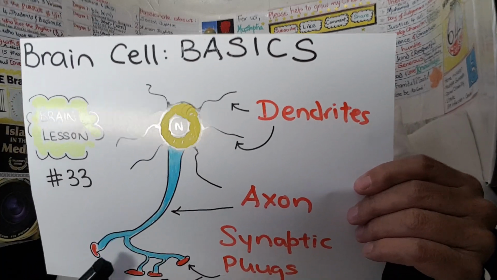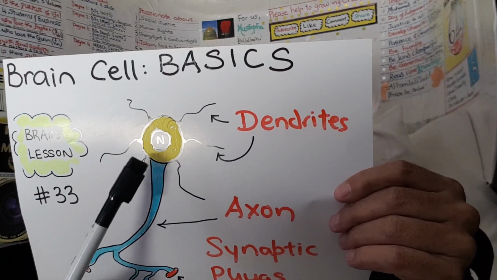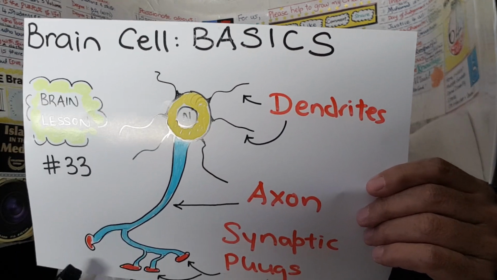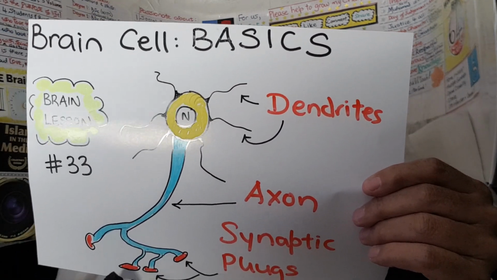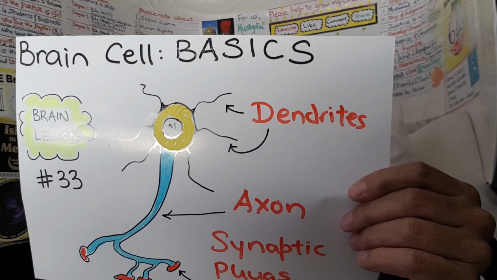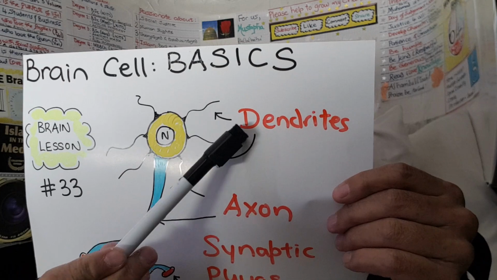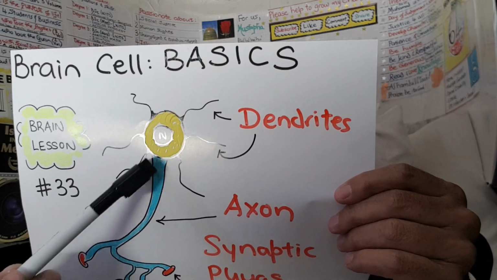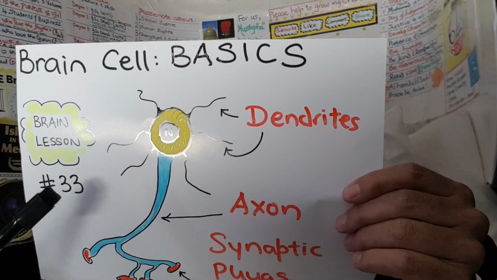This blue part is called the axon. This is how one brain cell communicates with another brain cell, and at the end of that we have these things called synaptic plugs. I will explain in detail how these communicate with one another. And these are called dendrites. Every brain cell has various things stretching out like this called dendrites.